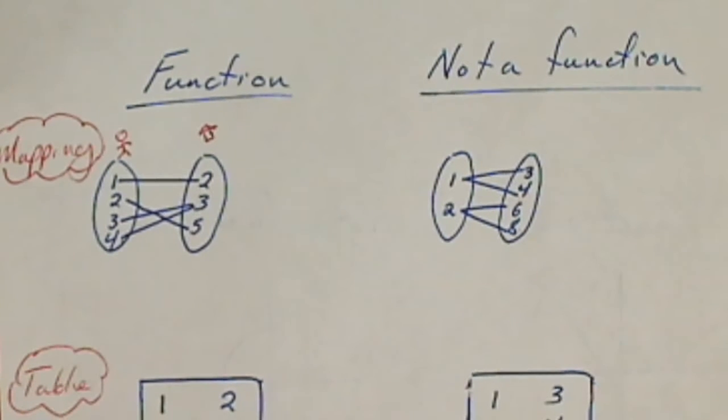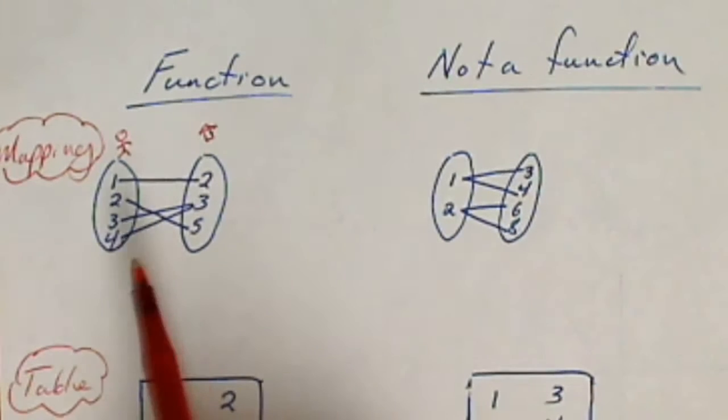Okay, guys, here's functions really quick. The first thing you're looking at here is a mapping. We have 4 different ways that we're going to have to identify what a function is, and it's going to be with mappings, tables, ordered pairs or coordinates, and graphs. So I'm going to start with mappings first.